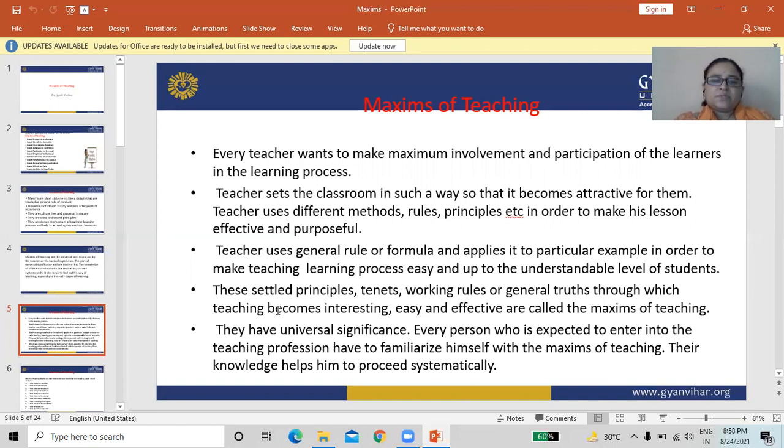These set guiding principles, working rules or generalizations through which teaching becomes interesting, easy and effective are called maxims of teaching. They have universal significance. Every person who is expected to enter into the teaching profession has to familiarize himself with the maxims of teaching. Their knowledge helps him to proceed systematically.